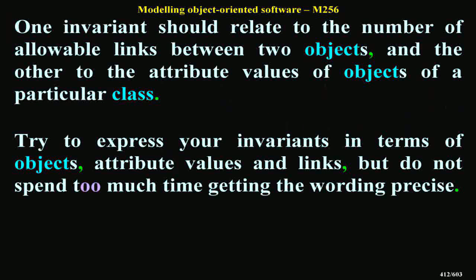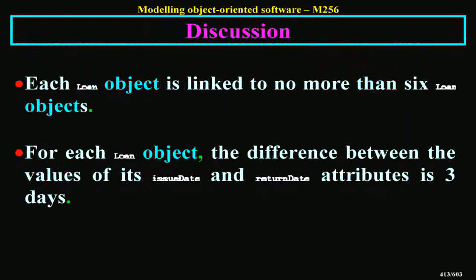One invariant should relate to the number of allowable links between two objects, and the other to the attribute values of objects of a particular class. Try to express your invariants in terms of objects, attribute values and links, but do not spend too much time getting the wording precise. Discussion. Each object is linked to no more than 6 objects. For each object, the difference between the values of its and attributes is 3 days.